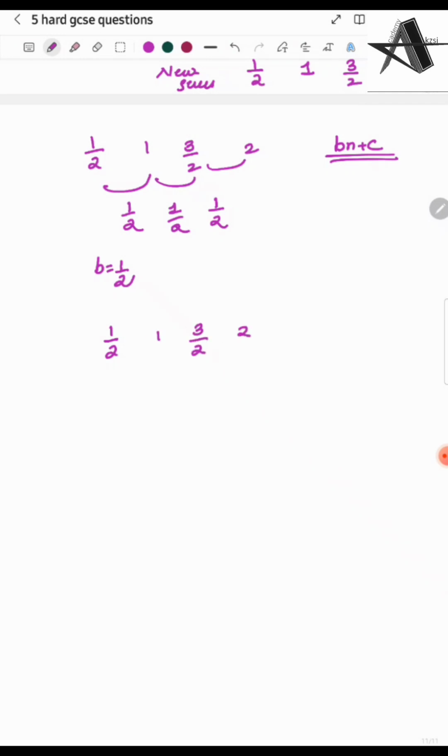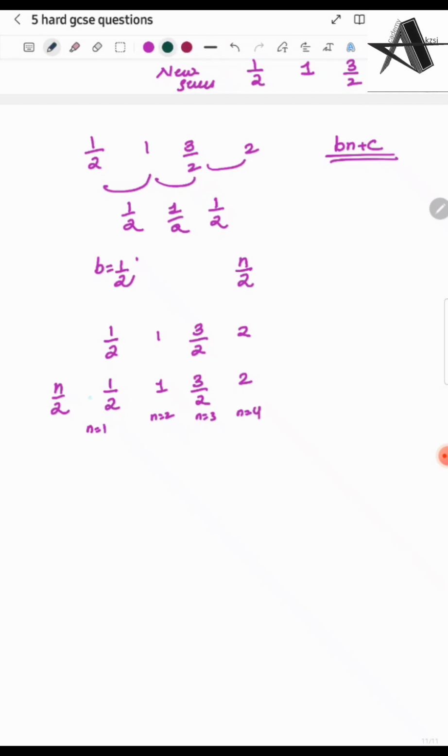Previously, I wrote the n squared by 2 series. Here I have to write n by 2 series, because b is half. Same as before, put n equals 1, half; n equals 2, 1; n equals 3, 3 by 2; n equals 4, 2. What am I doing? Here I'm putting n equals 1, n equals 2, n equals 3, n equals 4.